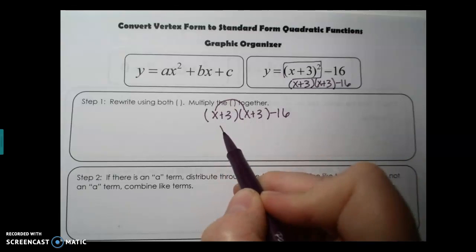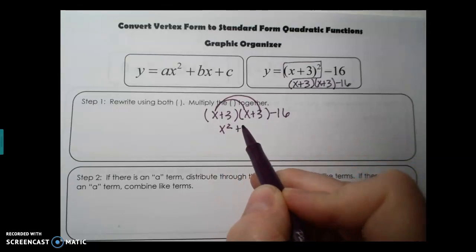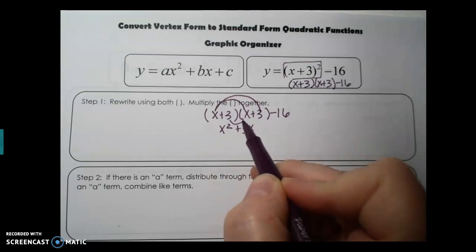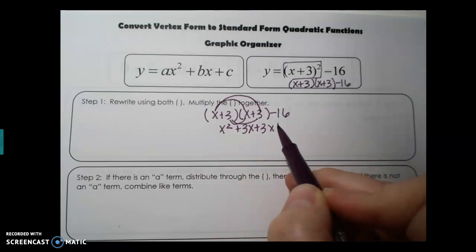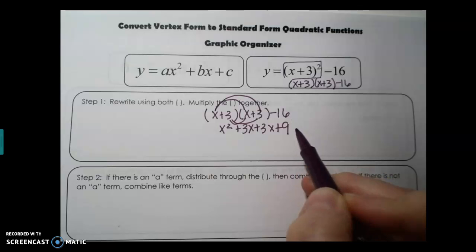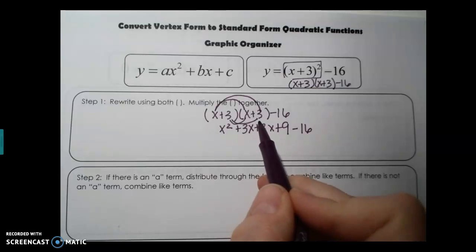So we have x times x, or x squared, x times 3, or positive 3x, 3 times x, for 3x, and 3 times 3 for 9, and then the minus 16 on the end, because I haven't done anything else with it. At this point, what we do is we look for like terms.